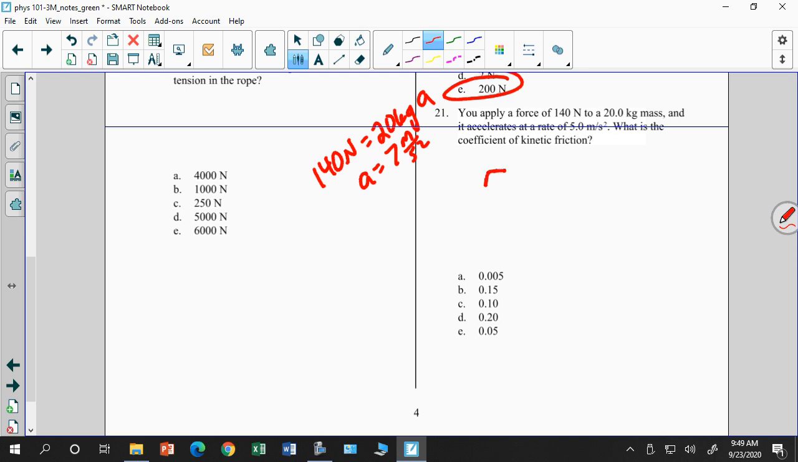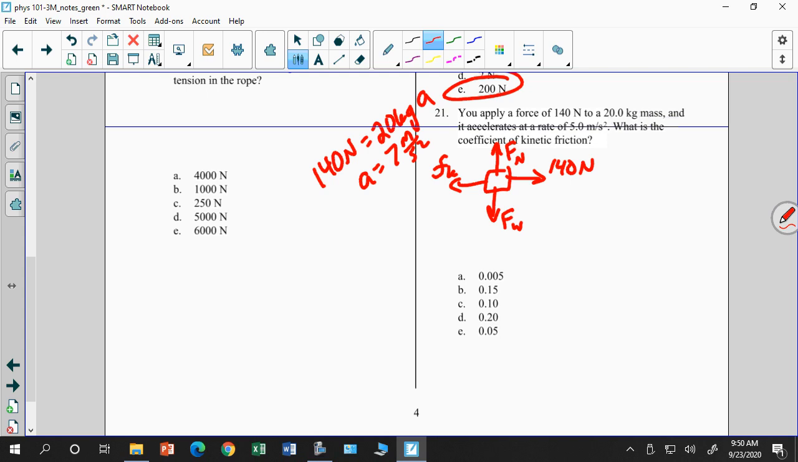So if I draw, resolve, apply Newton's second law, solve the equations, if I draw the forces, then I'll have 140 newtons in this direction. I have a frictional force in this direction, Fk. I have a normal force, and I have a weight. This problem looks a lot like the problem that we saw in the previous one. It's just the forces are sort of rotated around.